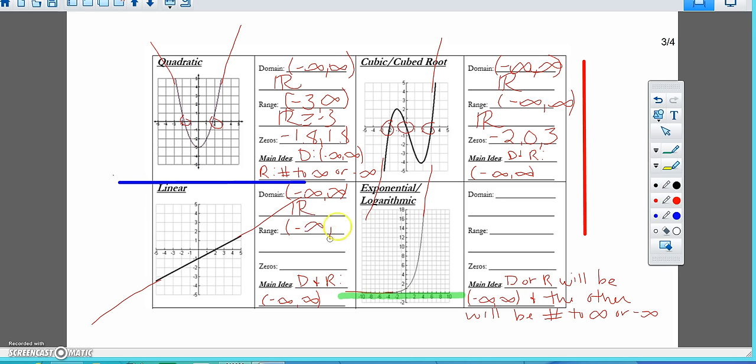And so the main idea is the same as well. The domain and range will always be negative infinity to infinity, as long as there's arrows on both ends. So for the zeros, it's touching right there at 2.